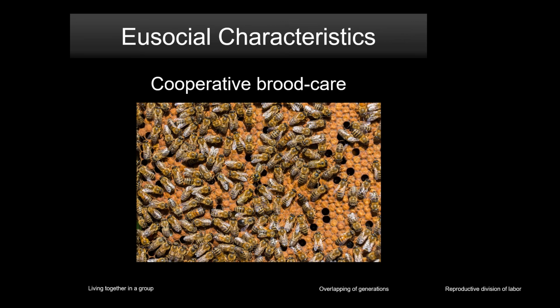Cooperative brood care is one of these necessary tasks, whereby workers called house bees clean the cells, preparing them for the queen to lay her eggs. Once the eggs are laid and hatched, the house bees feed the larvae food brought in by the foragers, while other bees keep the brood warm until they hatch. This is the classic example of cooperative brood care, where all of the bees share in the brood rearing task.